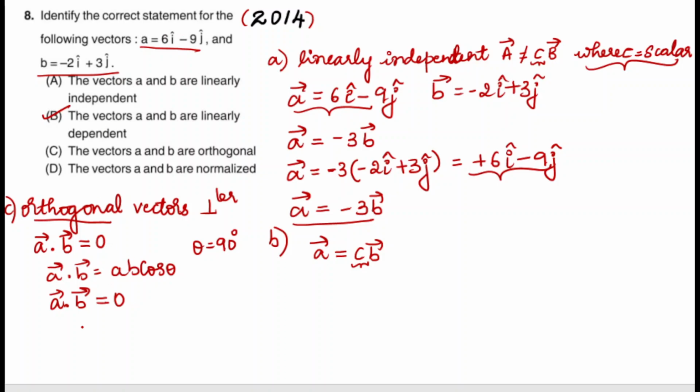Let us solve this and see whether this option is correct. Now, that is 6 times of i cap minus 9 times of j cap into minus 2 times of i cap plus 3 times of j cap, right?